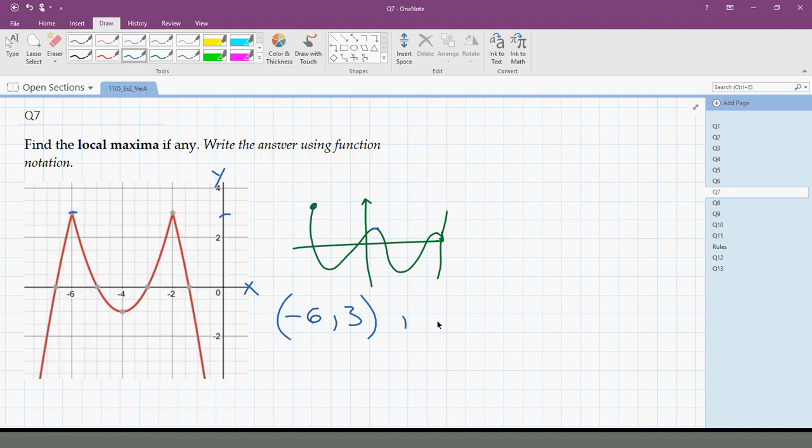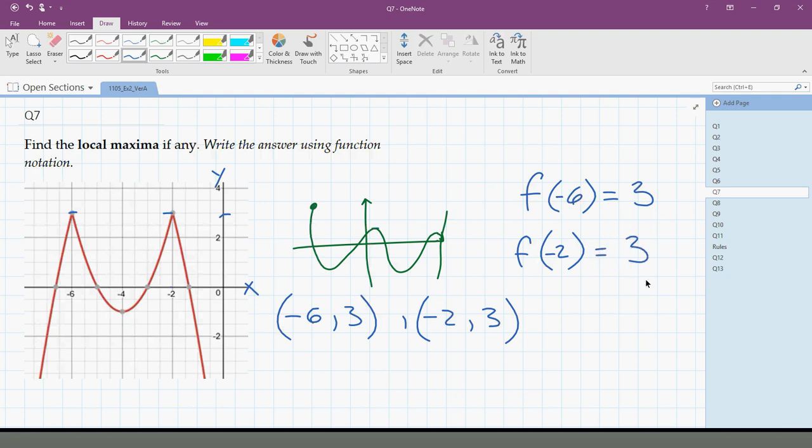And the other one is 3 again, and negative 2. So negative 2, 3. But they want the function notation. So function notation, you have to do your function. The x value goes inside the parentheses. So negative 6, and the y value is 3. So the function notation, again, negative 2 for the x value and 3 for the y.